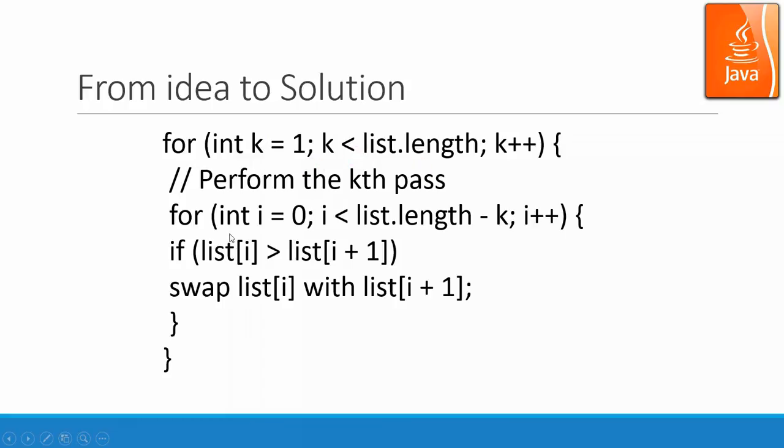And why does this happen? If you look at the inner loop, starting with k equals 1, we start sorting from i equals 0 to list.length minus 1. That means the last element will not be sorted. Once we finish i equals list.length minus 2, then we stop. So let's look at the inner loop. We start with i equals 0, then we compare element 0 with element 1.